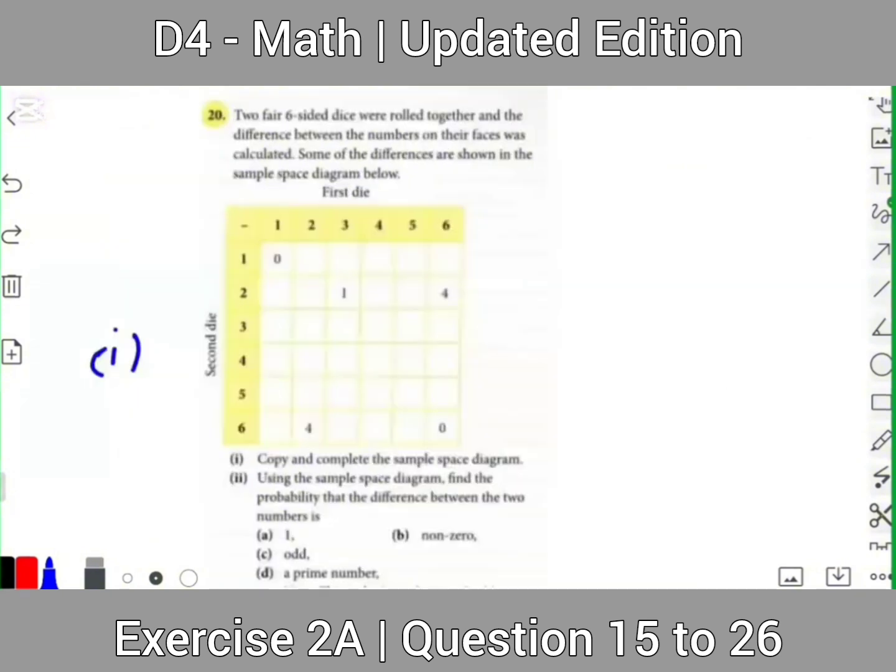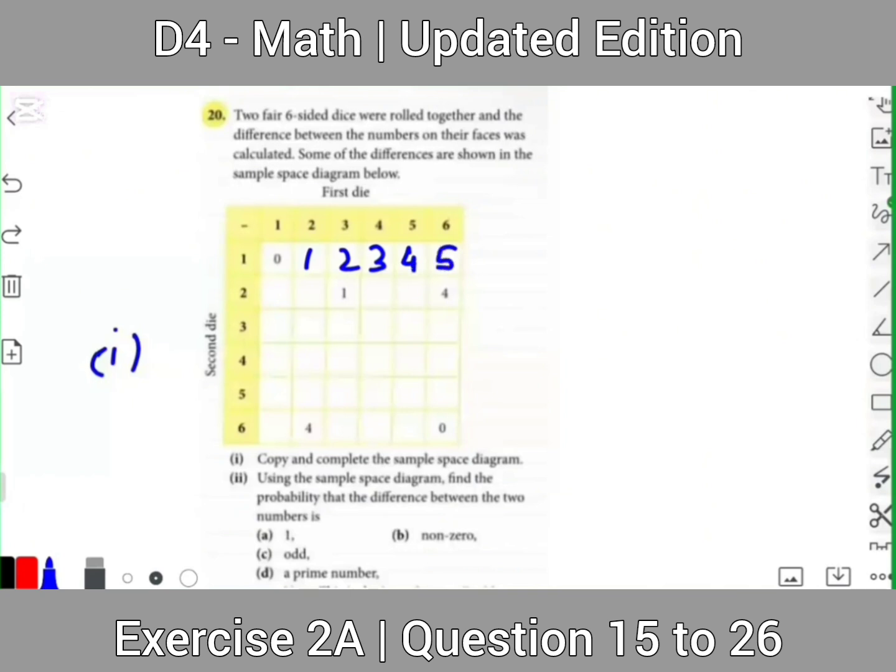Question 20. Two fair 6-sided dice were rolled together, and the difference between the numbers on their faces was calculated. Some of the differences are shown in the sample space diagram below. Now in part 1, copy and complete the sample space diagram. So 1 minus 1 is 0, 2 minus 1 is 1, 3 minus 1 is 2, 4 minus 1 is 3, 5 minus 1 is 4, and 6 minus 1 is 5.